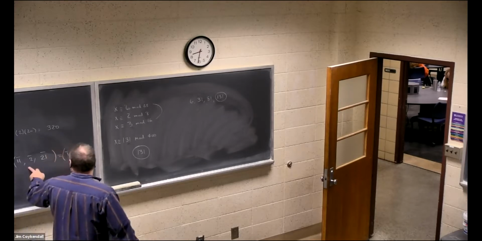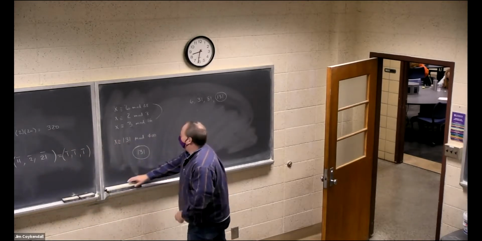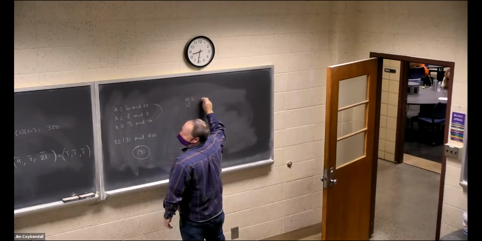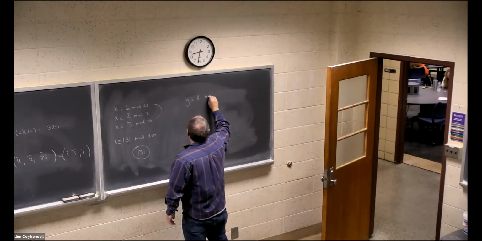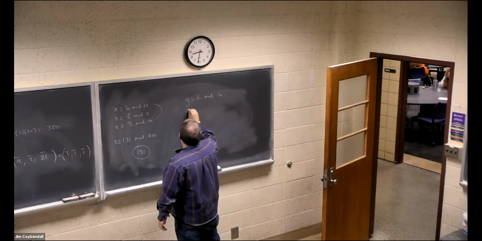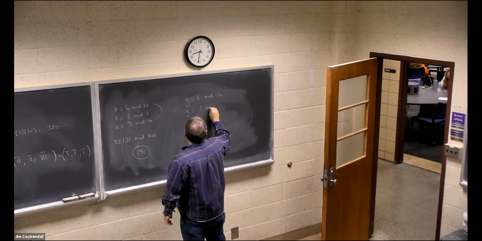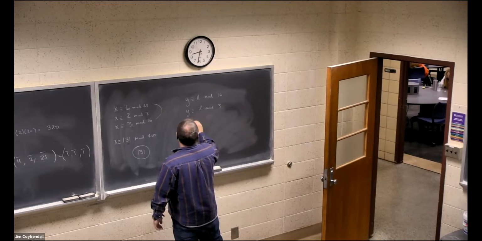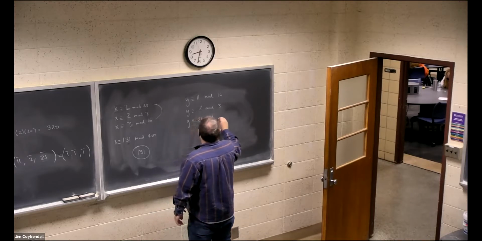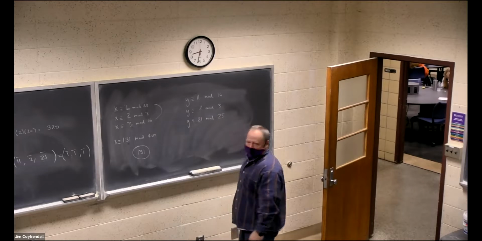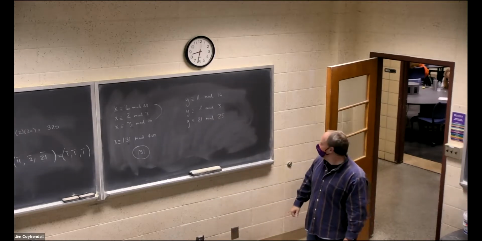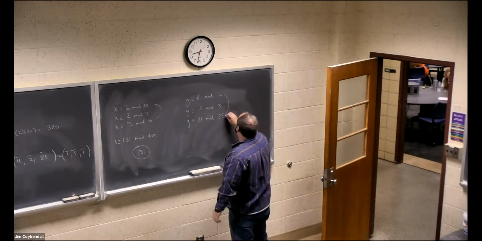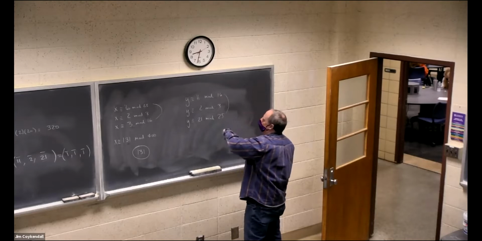Let's figure out what the inverse is. The inverse, which I'll call y, should be equivalent to 11 mod 16. It should be equivalent to 2 mod 3, and it should be equivalent to 21 mod 25. Everybody okay with that?